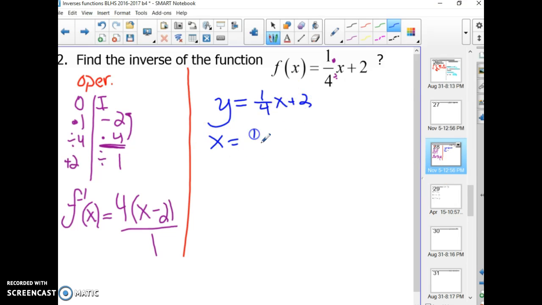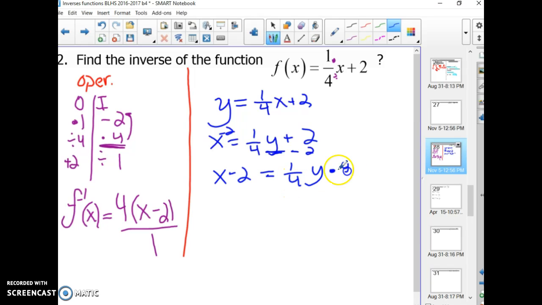Switching stuff. Switch x and y. I have to solve for my y value now. So I'm going to minus 2 from both sides. So I get x minus 2 is equal to 1 for y. I want to get rid of the 4, so I'm going to times both sides by the value of 4. So I put that in parentheses. That goes away. So I get 4(x minus 2) is equal to 1y.